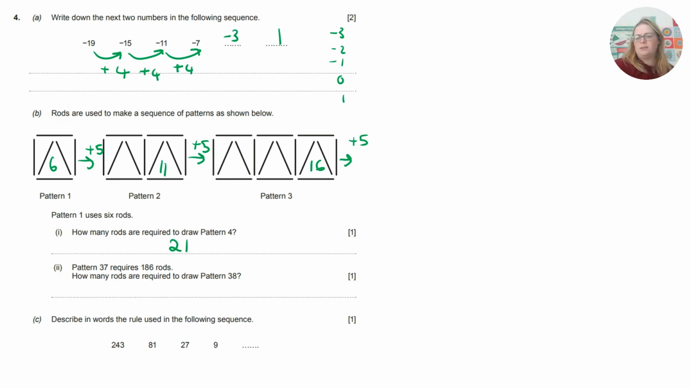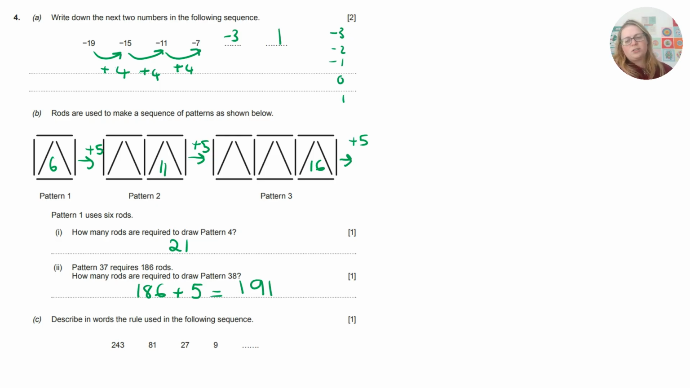Then it says pattern 37 requires 186 rods. How many rods are required to draw pattern 38? Well, we know that's the next pattern, and the rule that we've been writing down is that each time we add 5. So if we've got 186, we're again going to add 5 rods, and that's going to give us our answer. So 191.